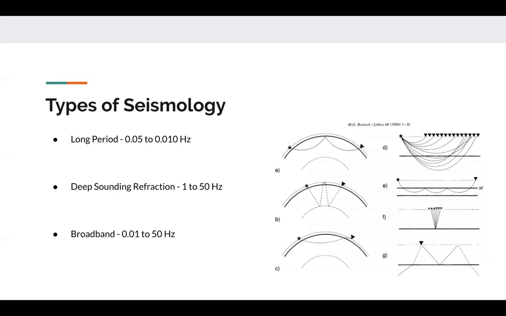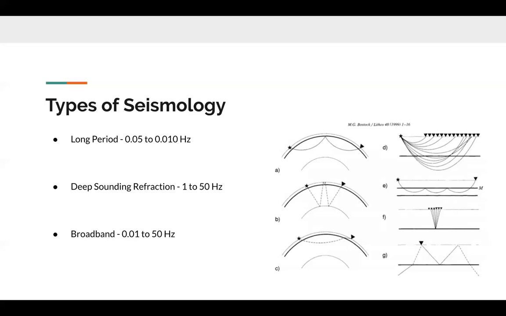Another type of seismology used is deep sounding refraction, or DSP. These generally use explosions such as bombs or nuclear weapons for their source of energy, and sometimes will use earthquakes. They record frequencies from 1 Hertz to 50 Hertz. In recent years, the large number and more dense receivers have been able to capture the mantle in more detail.